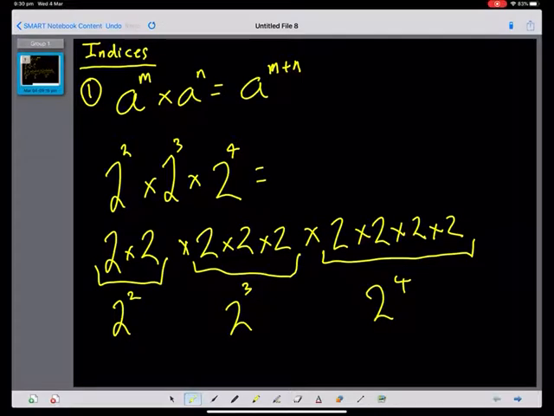Now effectively, you're adding each 2 each time you multiply. So this is 2 to the 1, 2 to the 2, 2 to the 3, 2 to the 4, 2 to the 5, 2 to the 6, 2 to the 7, 2 to the 8, 2 to the 9, which is the same as just adding the powers here. 2 plus 3 plus 4 is the same as 2 to the 9.